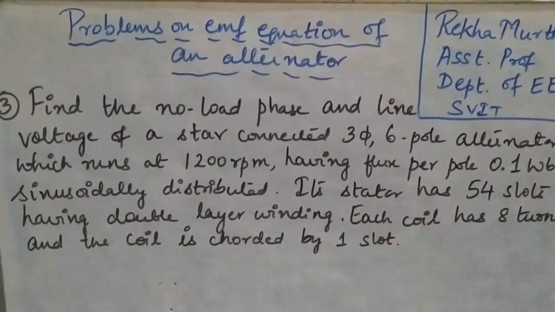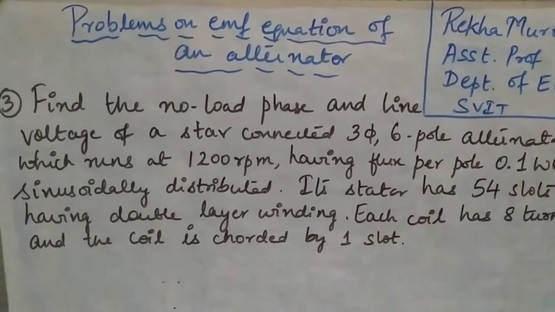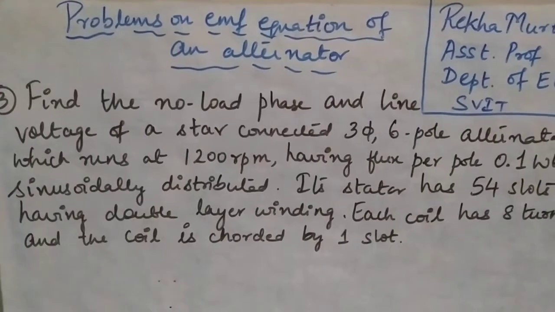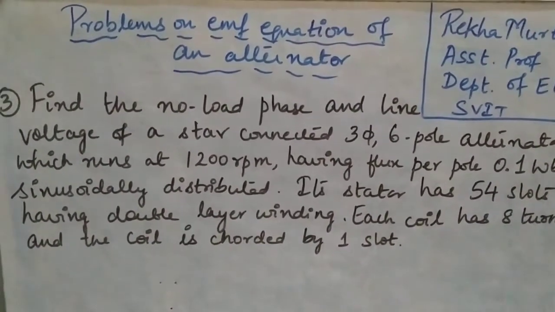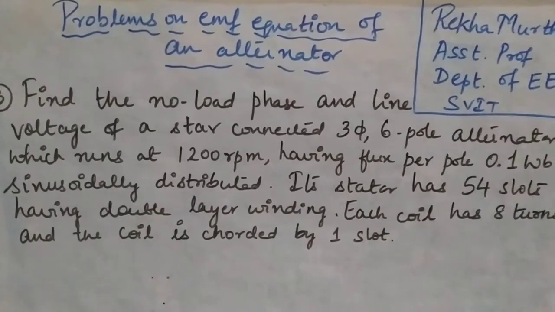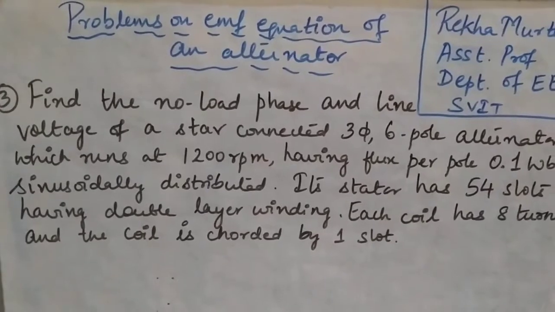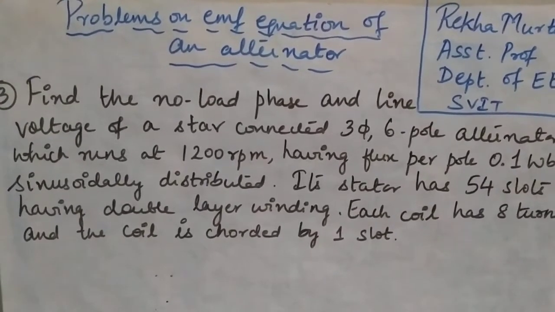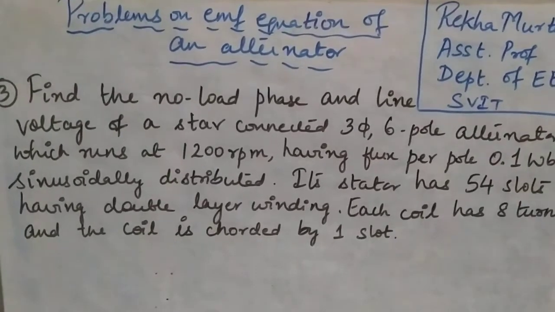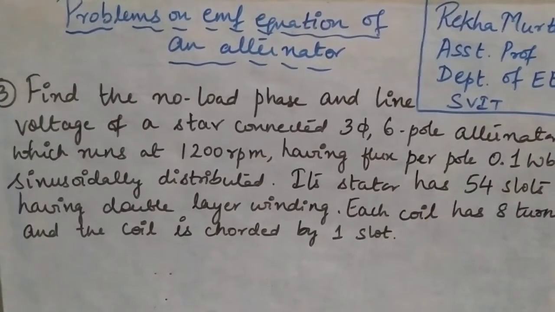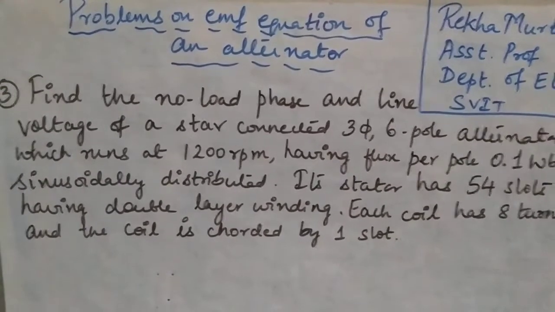Today I am here to explain the problems based on the EMF equation of an alternator. It's a continuation of sessions 1 and 2. Here the problem is to find the no load phase and line voltage of a star connected 3-phase 6-pole alternator which runs at 1200 rpm having a flux per pole of 0.1 Weber sinusoidally distributed. Its stator has 54 slots having a double layer winding and each coil has 8 turns and the coil is short chorded by one slot. Now let us analyze what is actually the given data.